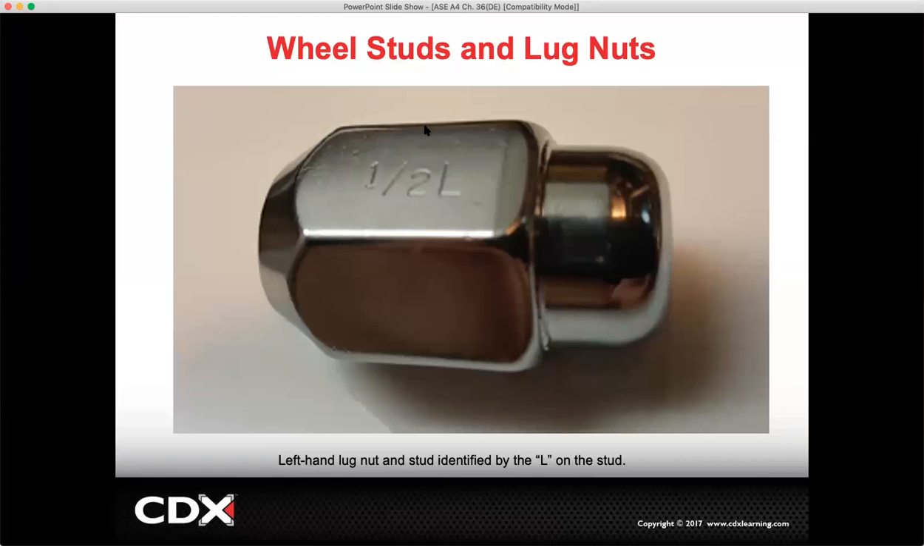The wheel center is the part of the wheel containing the holes for the lug studs. The wheel center also provides the required offset from the center line of the wheel to the face of the mounting flange.